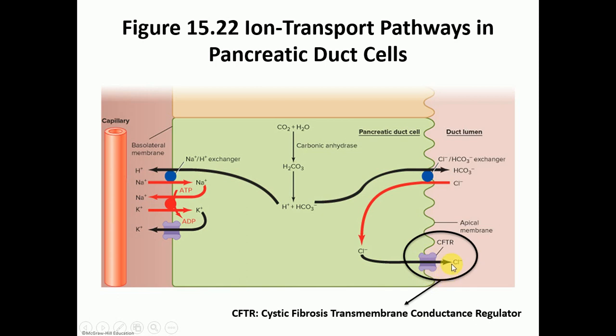Now, the gene that controls the making of that transporter, or that regulator, is the gene of cystic fibrosis. So patients with cystic fibrosis have respiratory problems, and they also have problems with their pancreatic secretion, with the secretion of bicarb, and that is because it also affects this chloride transporter.